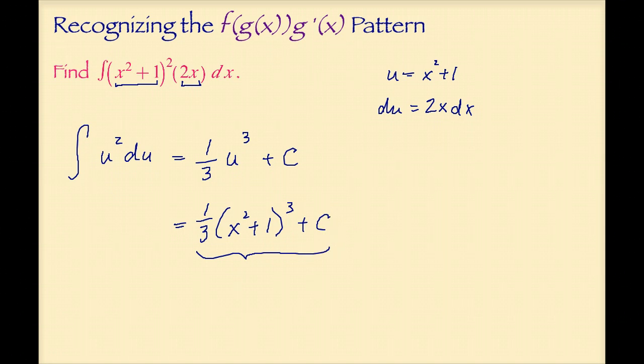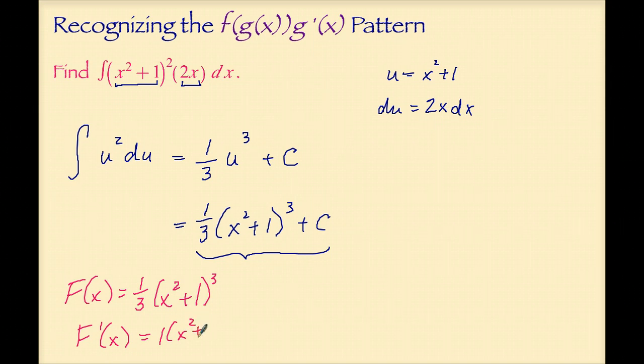Now let's check this just for the purpose of demonstration to see if this gives us the original integrand. If my function, my antiderivative here, is 1/3 x squared plus 1 quantity cubed, let's see what the derivative would be. Since it's a composite function, I would need to take the derivative of the outer function, which is something cubed, 3 times 1/3, which is 1, and then that something squared, which would give me 1 times x squared plus 1 quantity squared times the derivative of what's inside, which is 2x.